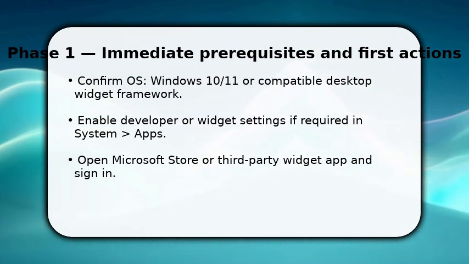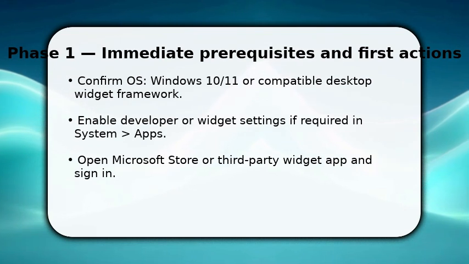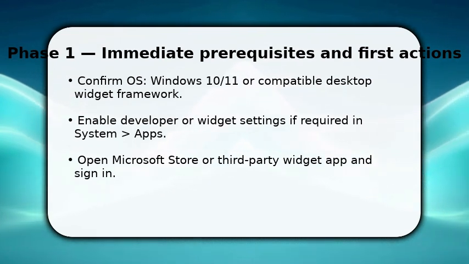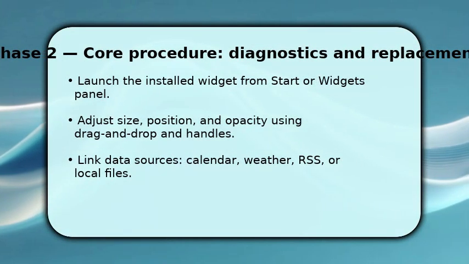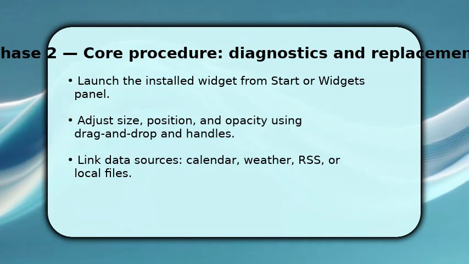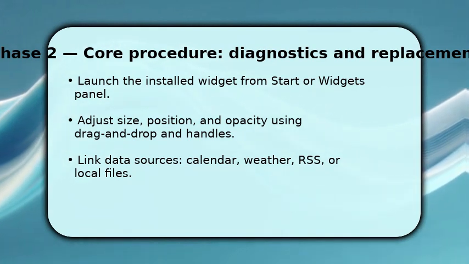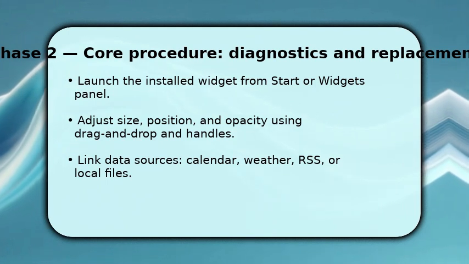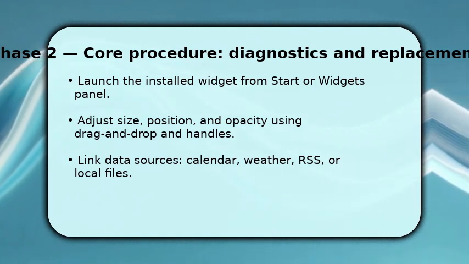Now select Install or Add to Desktop, so the download begins, and the initial files are placed on your PC. You'll now configure the widget so it's useful on your desktop. Launch it from Start or the Widgets panel, then drag it to your preferred position and resize with the corner handles. This ensures it fits your screen layout.